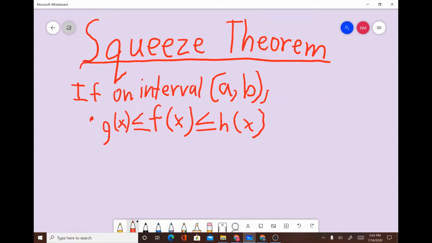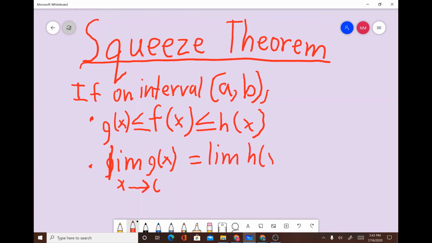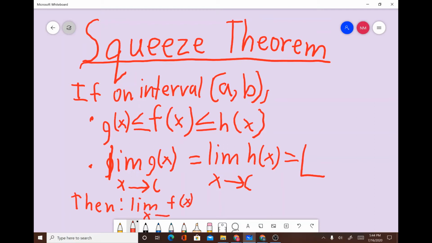and the limit of g of x as x approaches a number c is equal to the limit of h of x as x approaches the value c, and that's equal to a number we'll call L. Then that means that the limit of f of x as x approaches that value c is also equal to L.